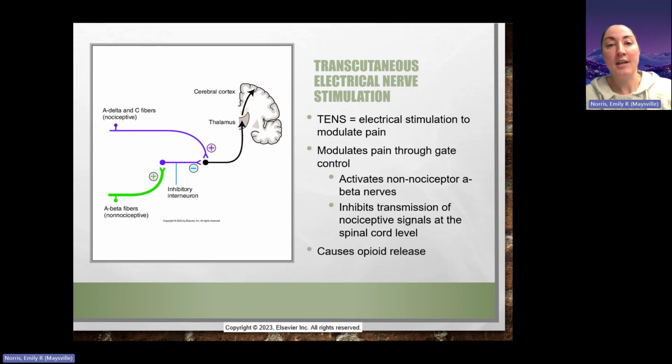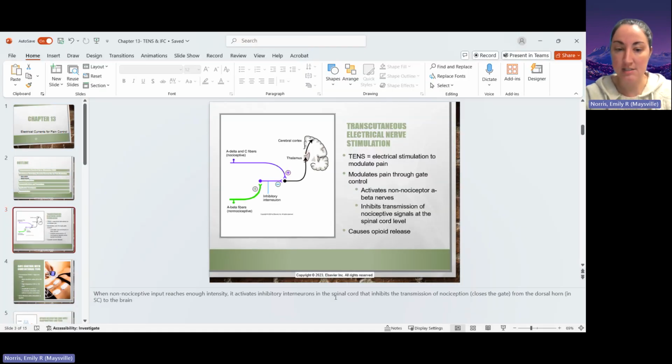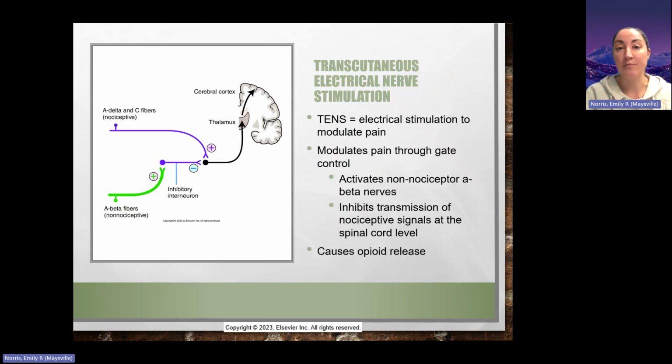So when a non-nociceptive stimulus, so a non-painful stimulus, occurs often enough and at enough intensity to activate inhibitory interneurons in the spinal cord, then it inhibits the transmission of that painful signal, and it keeps it from traveling from the dorsal horn, which is in the spinal cord, up to the brain. So it keeps the brain from being notified of that painful stimulus.